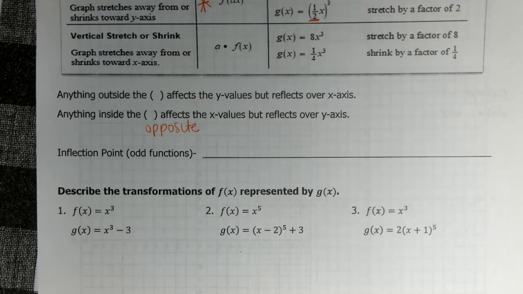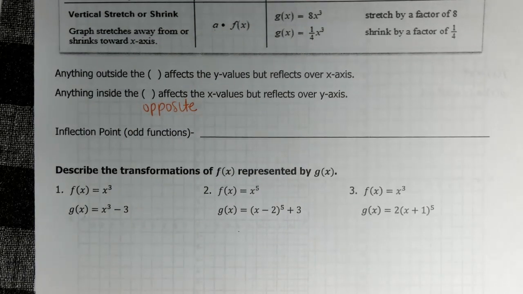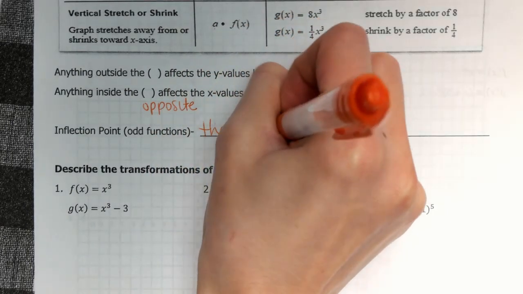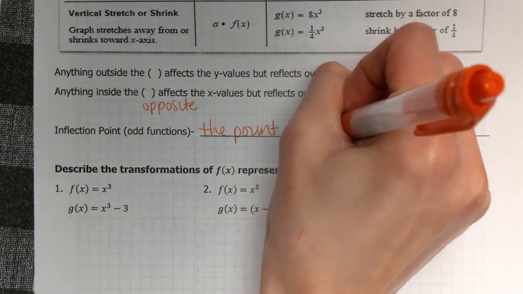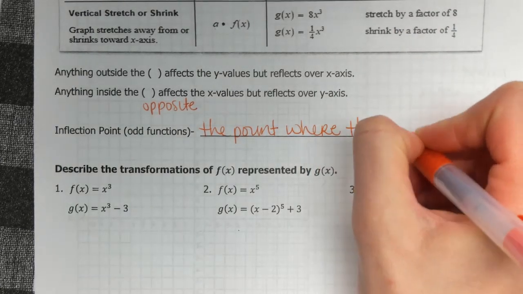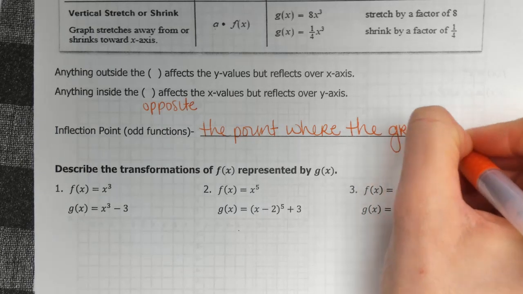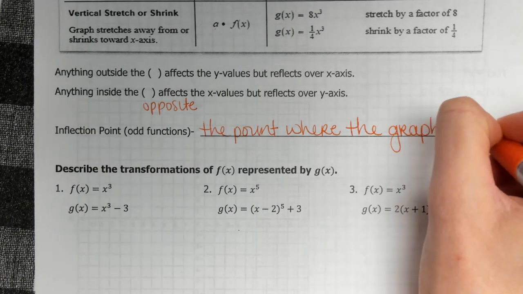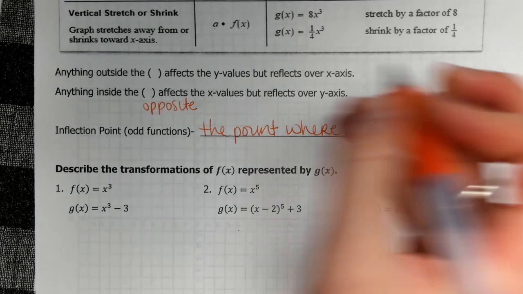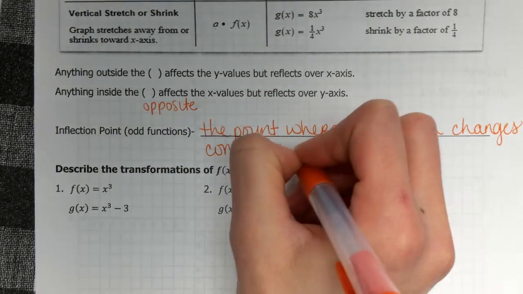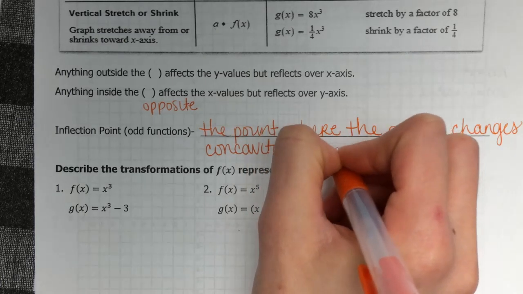Okay, now an inflection point, we briefly talked about this before. That is the point where the graph, we said changes directions, but the pre-cal teachers want y'all getting in the habit of, instead of saying direction, saying concavity, because that's the proper term. So the point where the graph changes concavity, and all that means is direction.